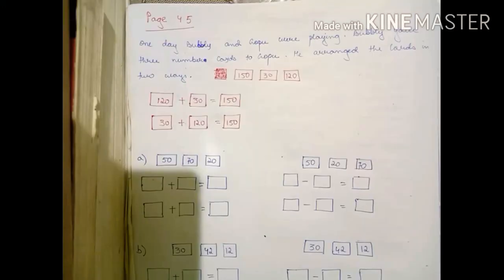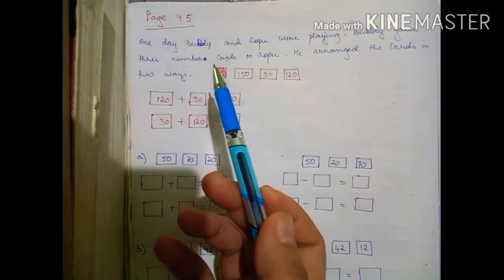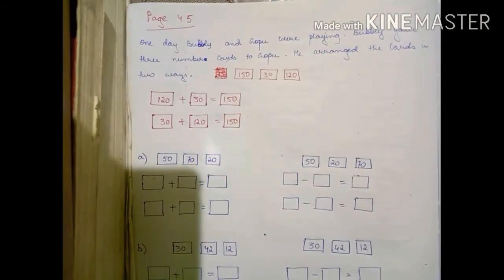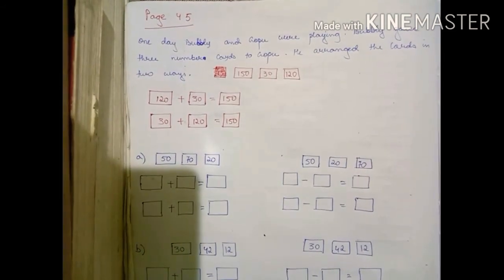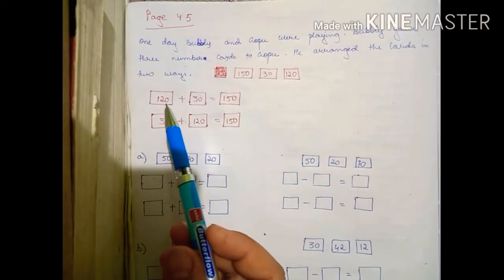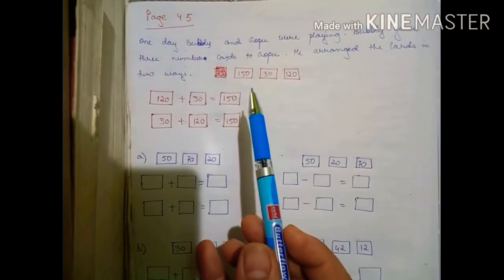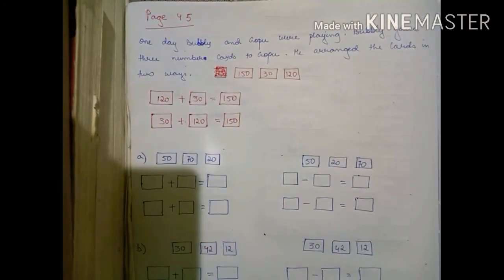Okay, now coming to your page number 45. What's the question? One day Bubbly and Gobu were playing. Bubbly gave 3 number cards to Gobu. He arranged the cards in 2 ways, and this is how he arranged the numbers. The numbers were these 3: 150, 30 and 120.